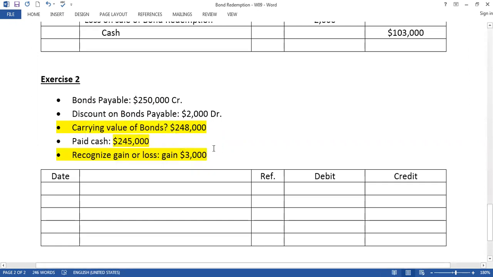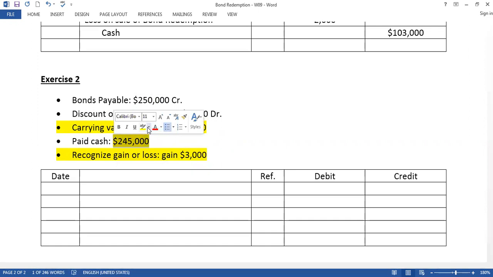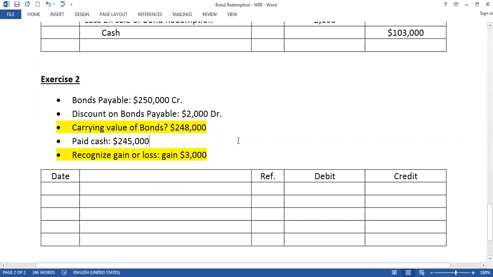Do you understand? The cash payment is given in the question. Bonds payable is given in the question, and discount on bonds payable or premium on bonds payable is given in the question. How much cash is paid is given in the question. So what do you have to do? You have to calculate the carrying value of the bond. Why do we need to calculate it? To see whether we have any gain or any loss, because we have to follow these three steps.